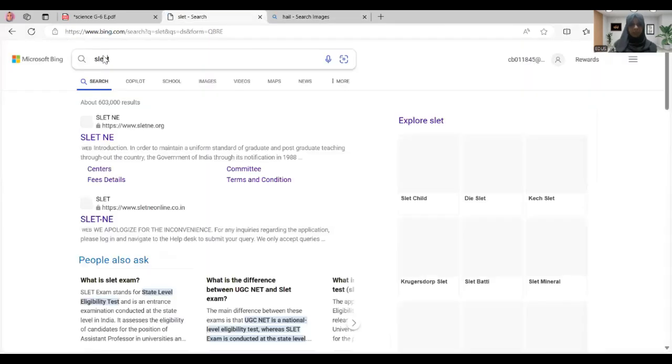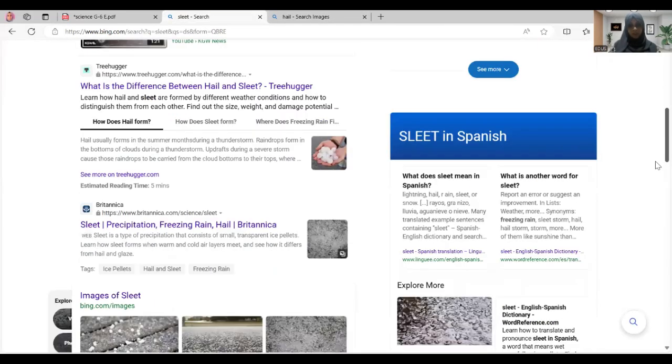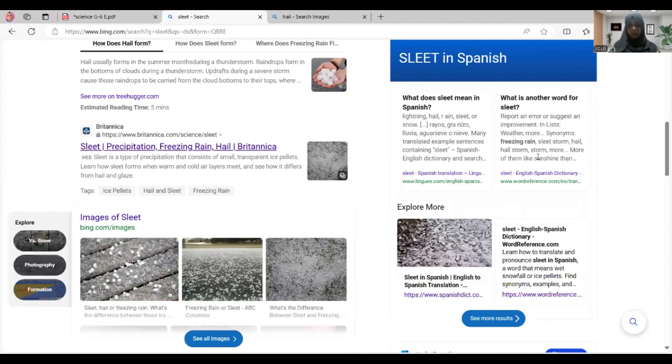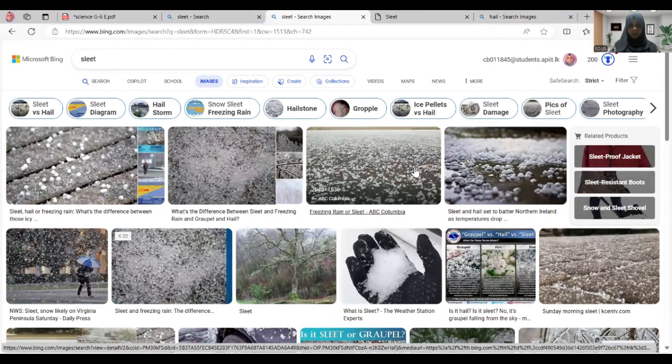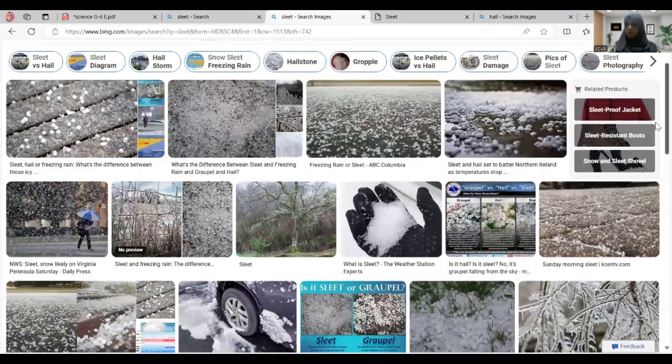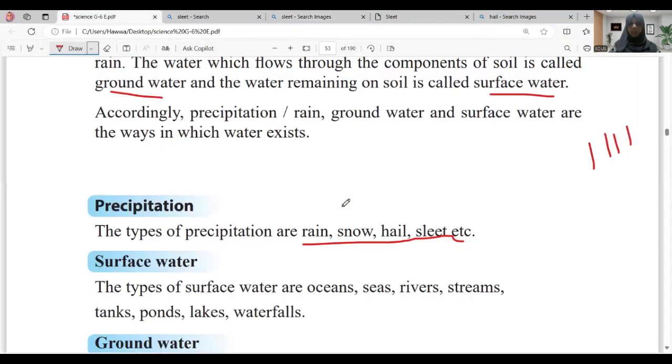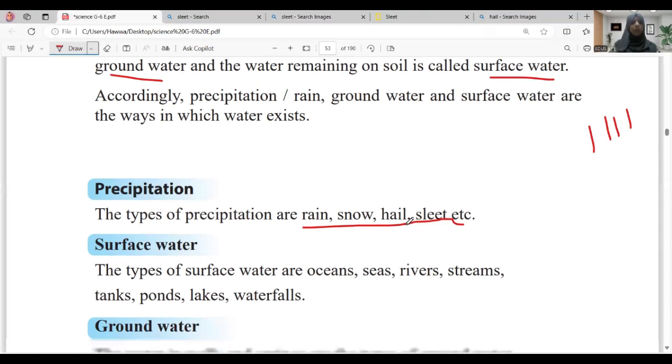And next we have sleet. Sleet is something similar, but not to the level of hail. It is a little bit tiny. It comes like this, tiny ones, similar to snow. Not snow, but similar to snow. So these are the types of precipitation. It falls down: rain, snow, hail, and sleet.